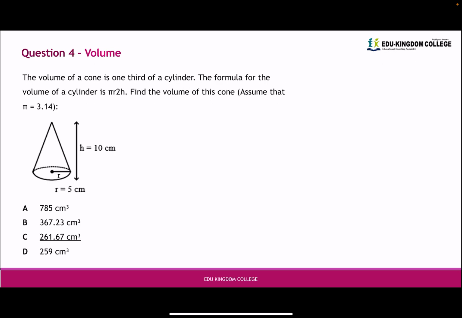Question 4 is a volume question. Volume of a cone is 1/3 of a cylinder. Okay, we went through this in the examples. It's just 1/3 pi r squared h. So 1/3 pi, they've taught us to approximate it as 3.14. R squared is 25. H is 10. Sorry, should say 10. So 1/3.